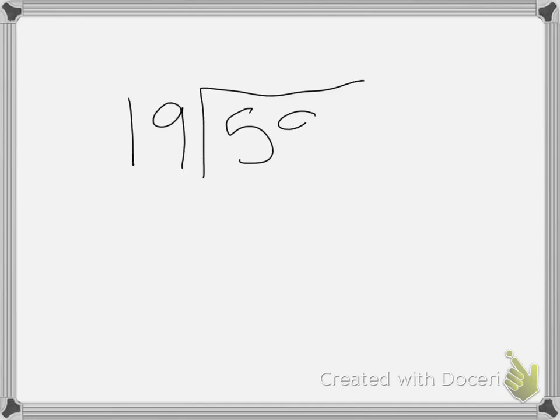So what we're going to do instead is we're going to estimate to help us figure out, well, how many times does 19 go into 59? So what we're going to do is we're going to take this and we're going to round it. So 19 rounds up to 20 and 59 rounds up to 60. Now I can use that first digit trick.